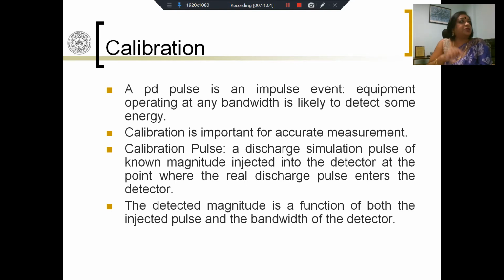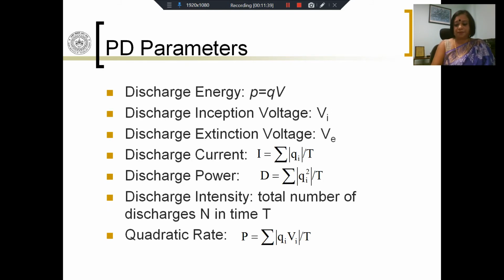Now, it depends upon the bandwidth of your measuring equipment whether you will detect energy. Whichever bandwidth you use, you will detect some energy. At certain frequencies, you might detect a higher magnitude, at certain frequencies a lower magnitude. Naturally, you will try to choose the bandwidth of your measuring equipment in that frequency range where you can have very high magnitudes. So that is one aspect. Calibration has to be done at that same bandwidth so that you know the magnitude of a known PD pulse in that frequency range for this particular test setup.